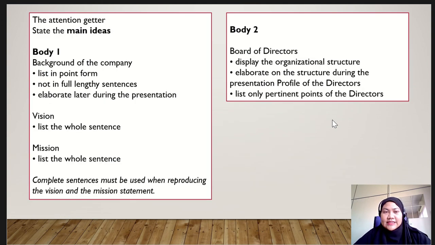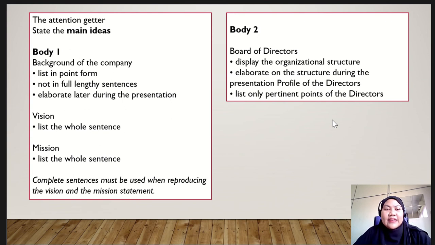Okay, this is the suggestion on how the organization of your slides is going to be. Obviously, the attention getter or attention grabber is not going to be included in the slides. You have to tell us about things. For example, do you know that PNB is one of the largest public listed companies in Malaysia, and the profits of this company is 1 trillion ringgit a year, for example. I'm not sure, that is one example only.